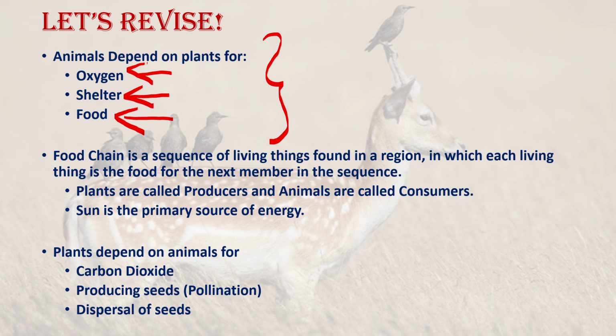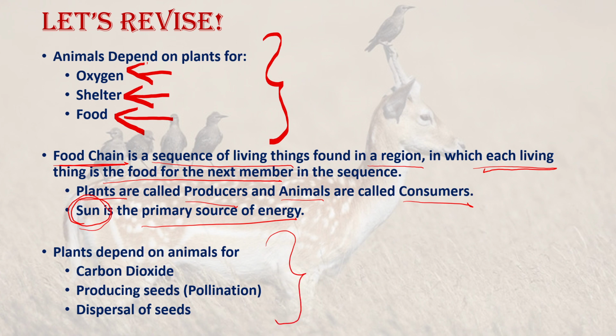Next we studied what a food chain is. Do you remember? We studied that a food chain is a sequence of living things found in a region in which each living thing is food for the next member. Do you remember how the plant was eaten by a herbivore and the herbivore was eaten by a carnivore? So what are the members called? The plants are called producers and the animals are called consumers. And who is the primary source of energy? The mighty sun. Yes.